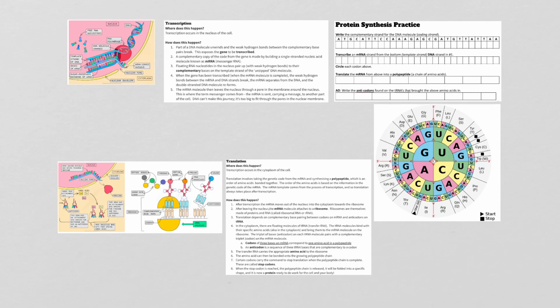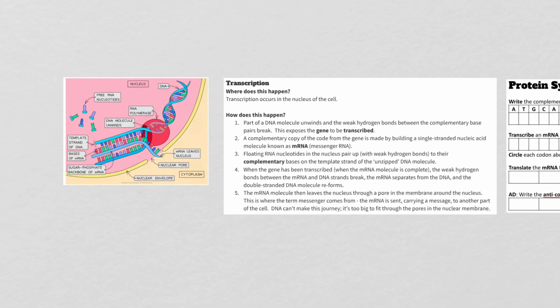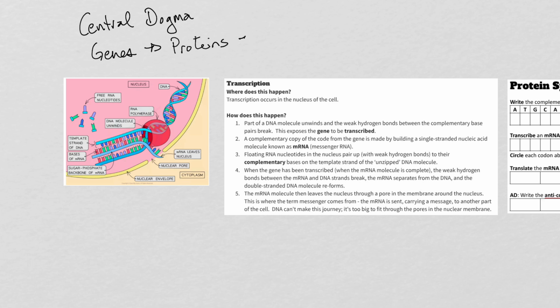Okay, biologists, let's review transcription and translation. So the whole point of transcription and translation is to use it to illustrate what we learned about biology called the central dogma, and that is that on your DNA you have genes, and those genes contain the instructions to make proteins, and those proteins are what give you your traits.